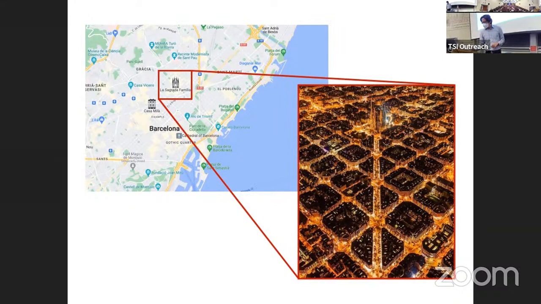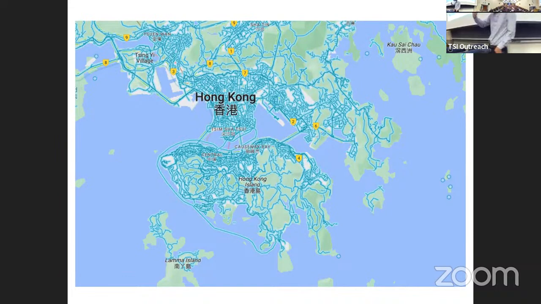You can also use a map to infer things that you don't see on the map. So this is a map of Hong Kong. This is near and dear to my heart. This is where I'm from. And so, for instance, here I'm showing you the major roads in Hong Kong.